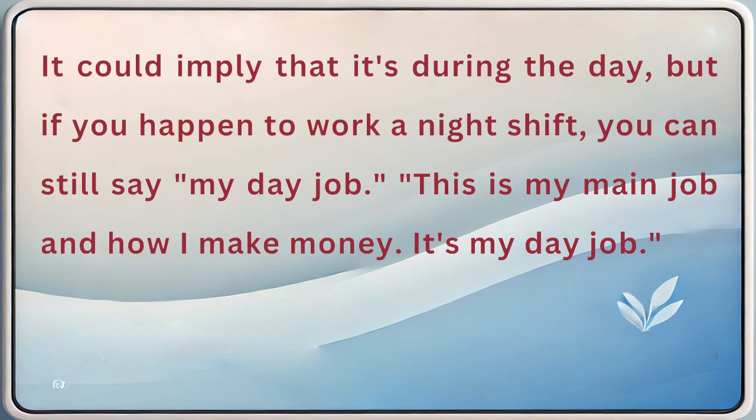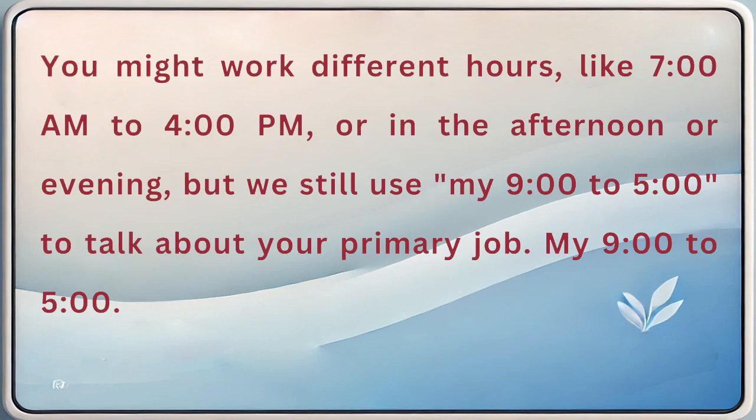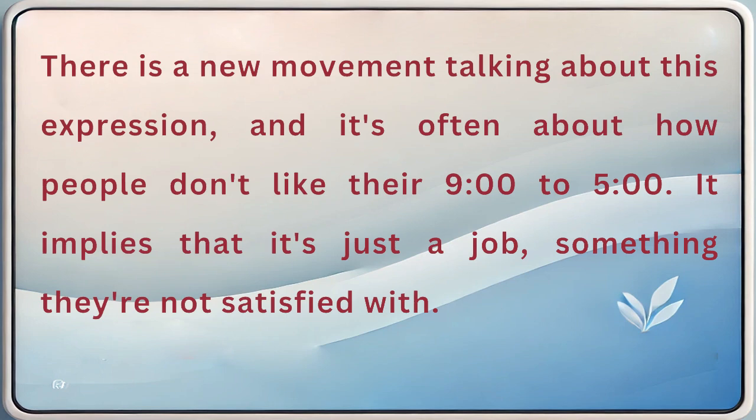It's my day job. Another way to talk about your main job is to say, my 9 to 5 is in a marketing firm. My 9 to 5 talks about the hours that you work, 9 a.m. to 5 p.m. You might work different hours, like 7 a.m. to 4 p.m., or in the afternoon or evening, but we still use my 9 to 5 to talk about your primary job. My 9 to 5er. There is a new movement talking about this expression, and it's often about how people don't like their 9 to 5ers. It implies that it's just a job, something they're not satisfied with.